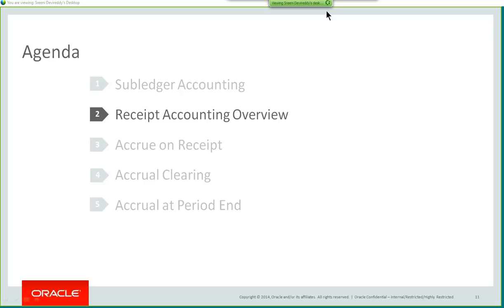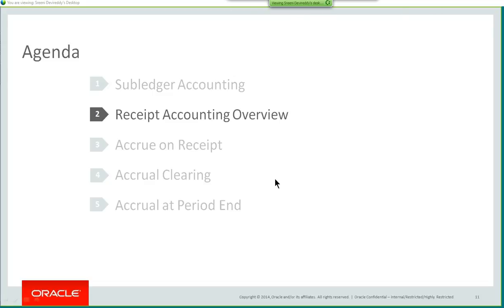Okay, so that's a very quick high-level picture of what Subledger Accounting Engine is. It's primarily a financials topic, but it's important for you to understand what the engine is before we actually get into the receipt accounting or cost accounting later. Okay.